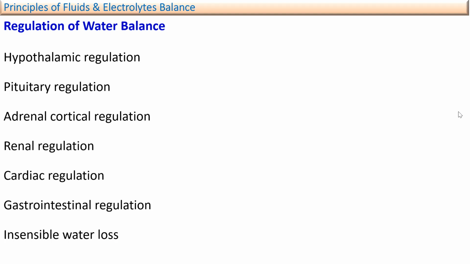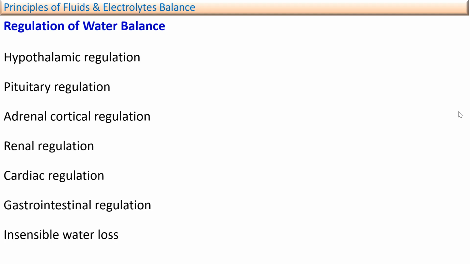Pituitary regulation, under the control of the hypothalamus: the posterior lobe of the pituitary gland releases the ADH hormone. Stress, nausea, nicotine, and morphine usually stimulate the ADH release.